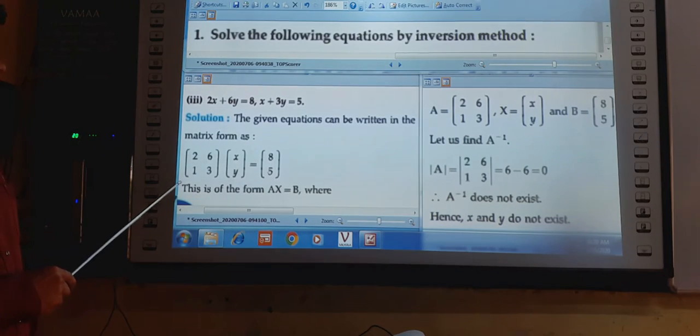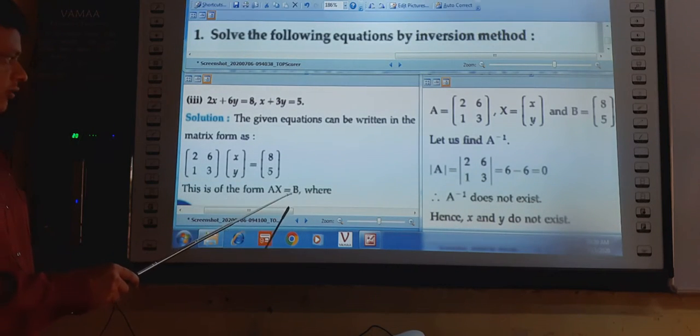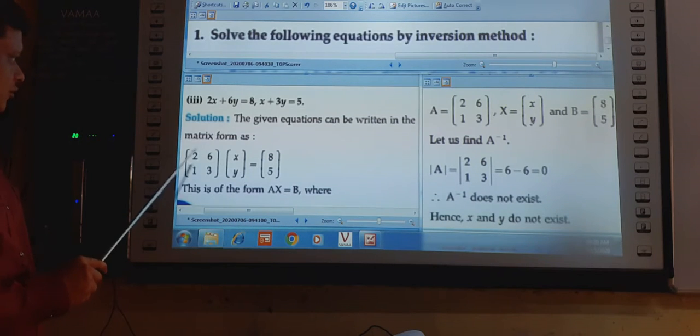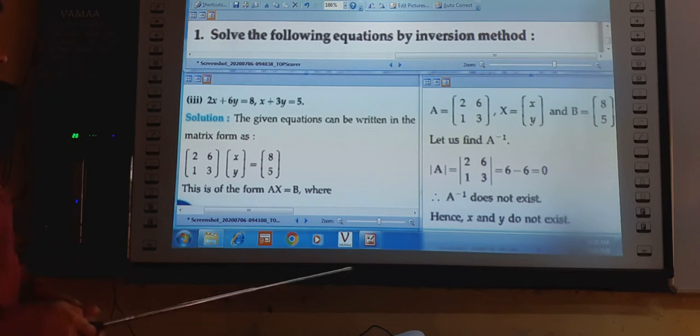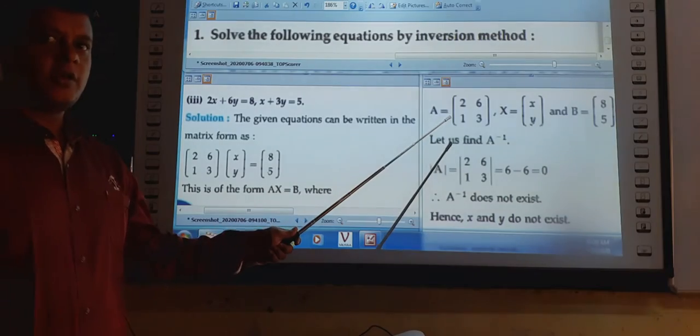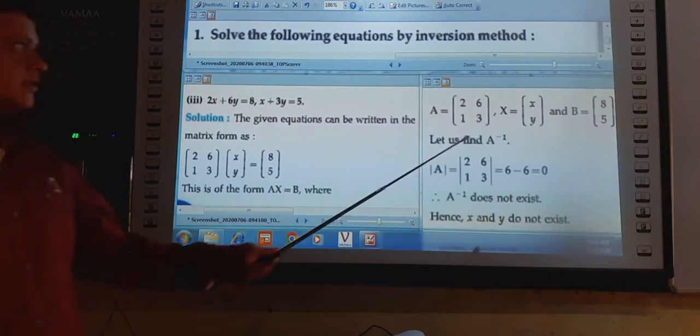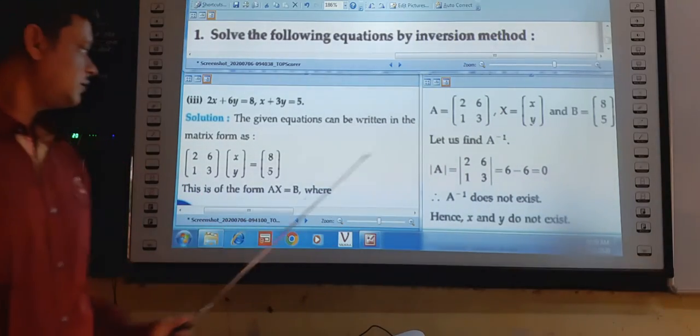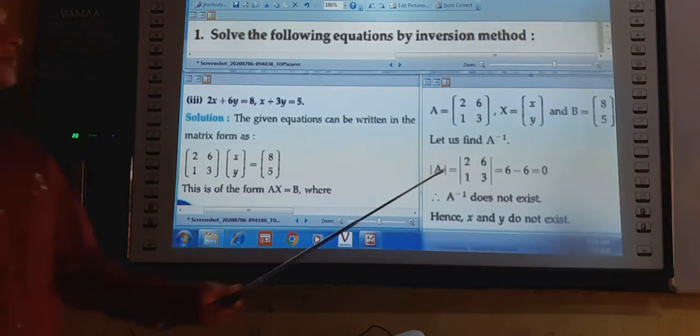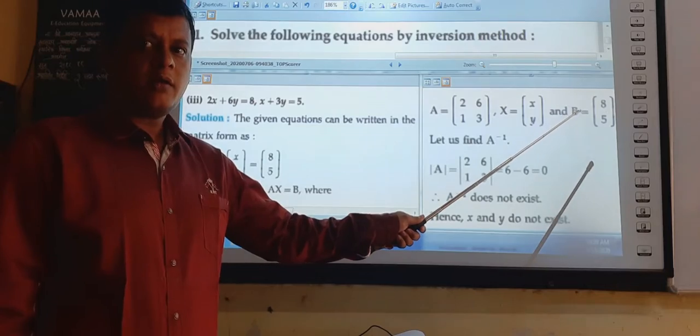So this is the form AX equals B, where 2, 6, 1, 3 is the coefficient matrix, which we denote by A. X and Y is the variable matrix, which we denote by capital X. This is the constant matrix, which we denote by capital B.